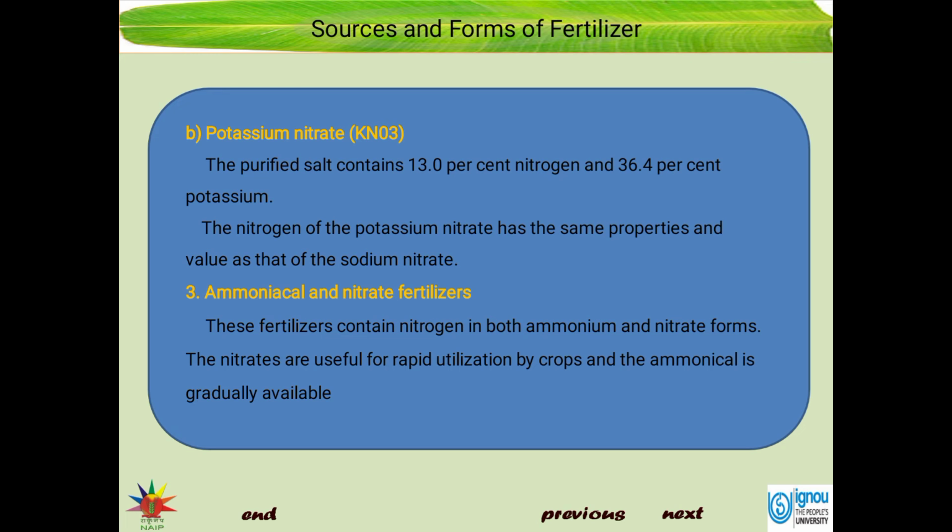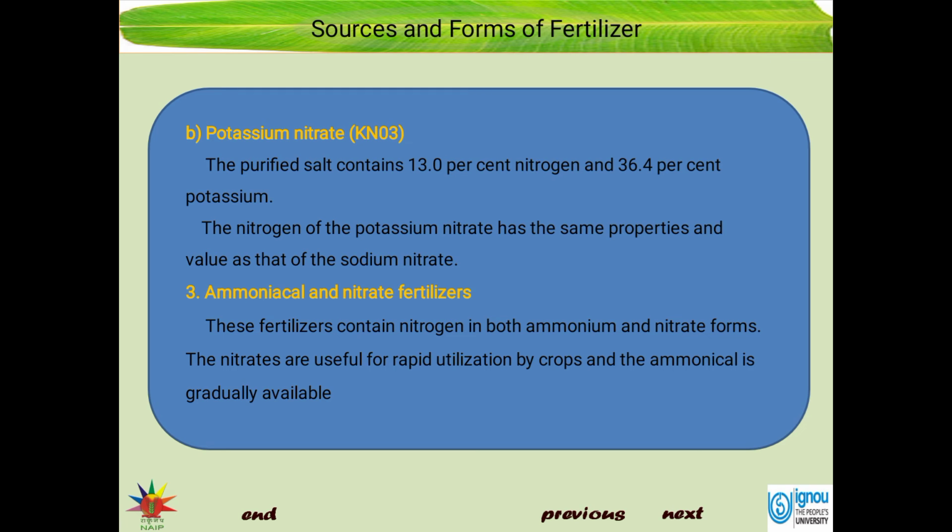Then the third important type of nitrogenous fertilizer is ammoniacal and nitrate fertilizer. This fertilizer contains nitrogen in both forms. First is the ammonium and second is the nitrate. The nitrate is useful for rapid utilization by crops, as the ammoniacal is gradually available.